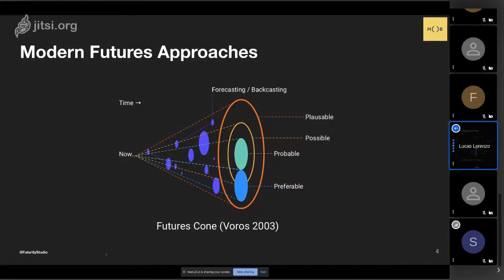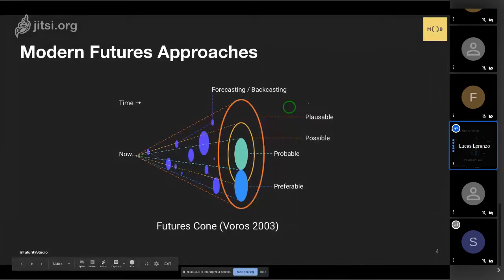Traditionally, when people think about future and innovation, everyone goes to the default design futures cone by Voros in 2003. And for those who don't know it, I'm going to give a super quick explanation.